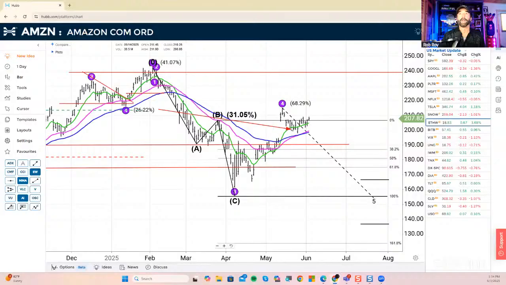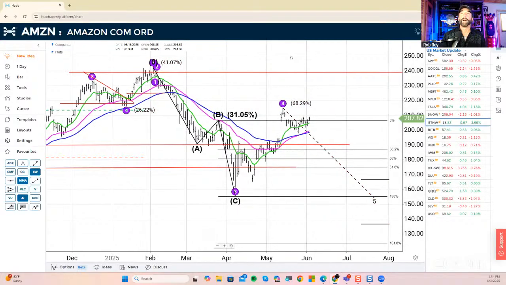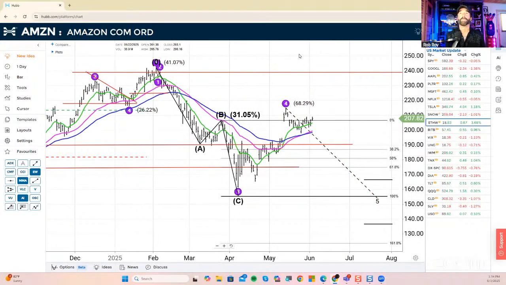So once again, if you're in Amazon, I wouldn't get out. But if you're waiting for an entry, let it take out this wave 4 high first. And then I think you have a pretty good run up here towards the 240 level. But Amazon, I think, again, is a buy on a dip for the long term. With options, we tend to trade shorter to intermediate term. But for the long term, I think Amazon is a great place to be.